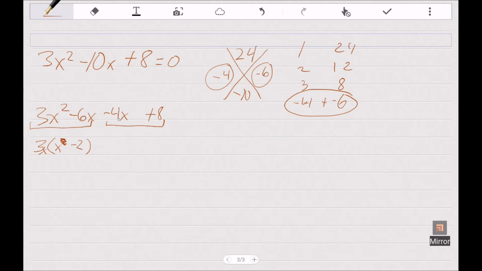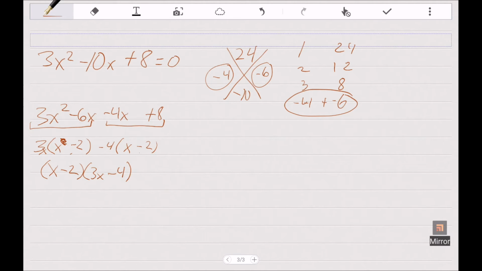What can I pull out of negative 4 and 8? I can pull out a negative 4, and the reason is because I want this to be positive. So what's negative 4 divided by negative 4? Positive 1x. 8 divided by negative 4 is negative 2. That way what I have inside is in common. If I just pulled out a positive 4, I would have been left with negative x plus 2. That's not the same thing. So, x minus 2 is what I have in common. That will be one of my factors. What I have left inside is 3x minus 4.